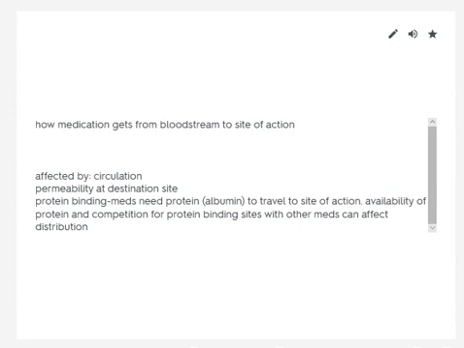Distribution. How medication gets from bloodstream to site of action, affected by circulation and permeability at destination site. Protein binding: meds need protein to travel to site of action. Availability of protein and competition for protein binding sites with other meds can affect distribution.